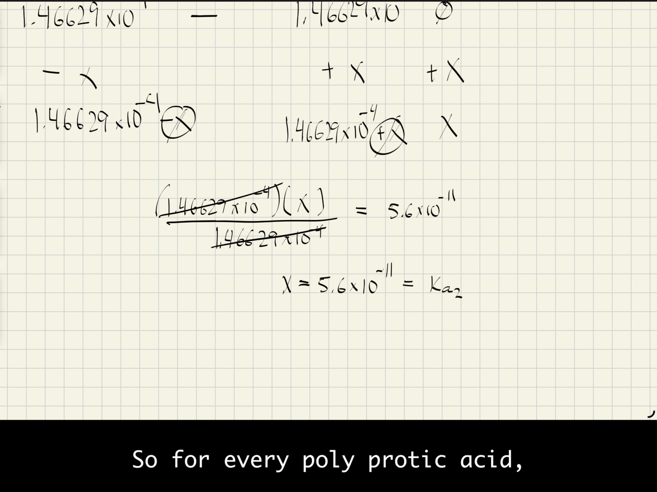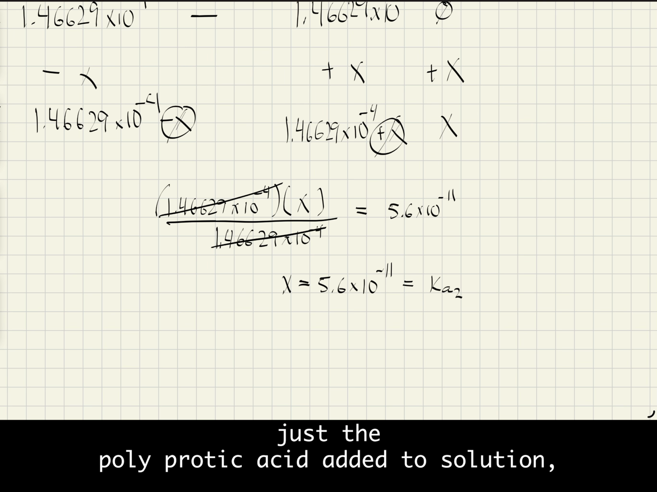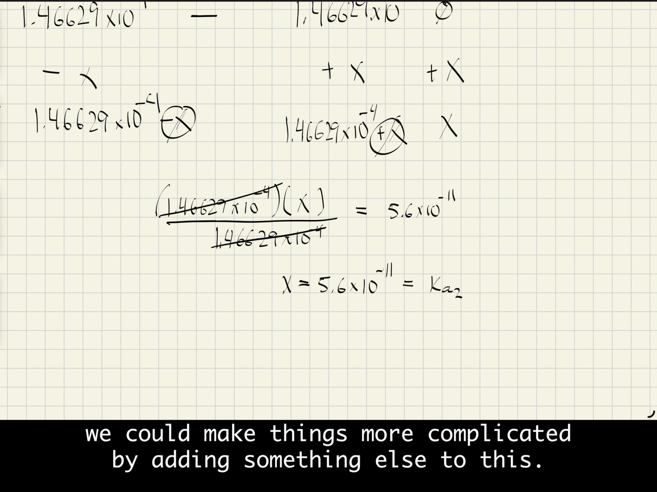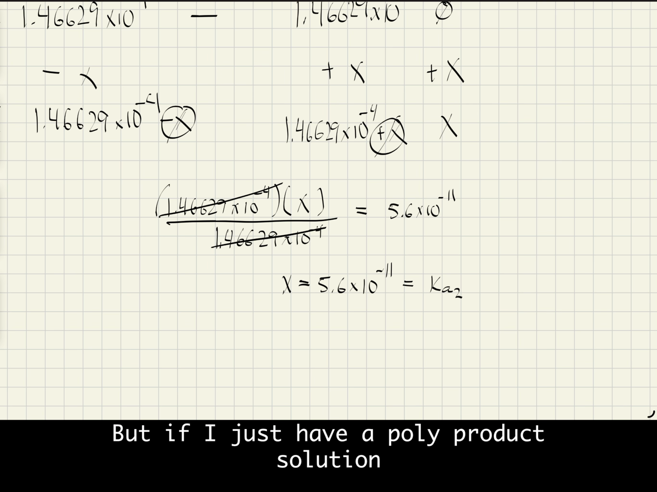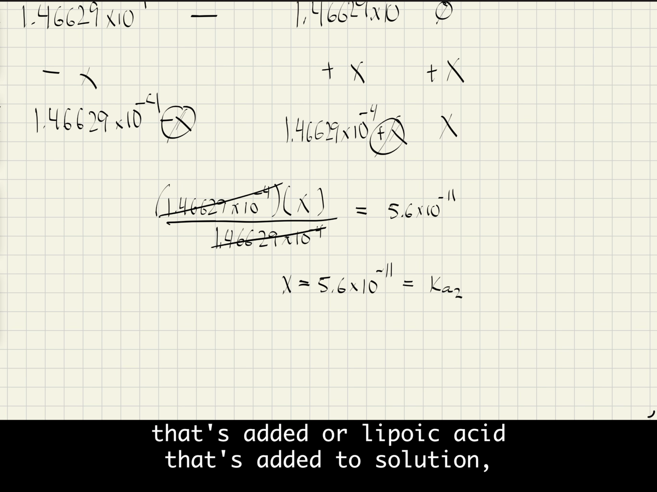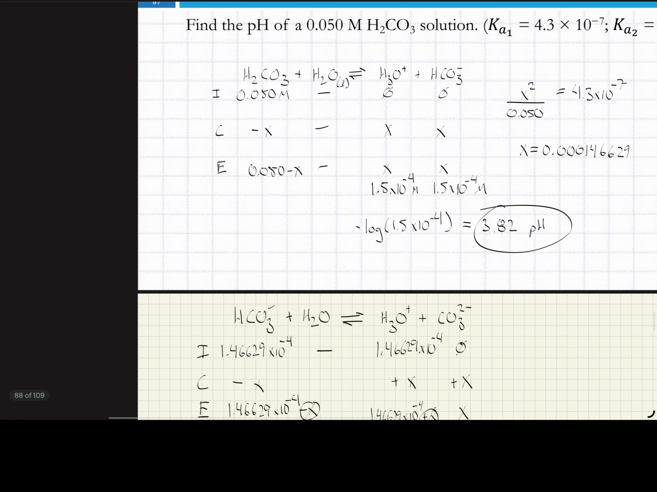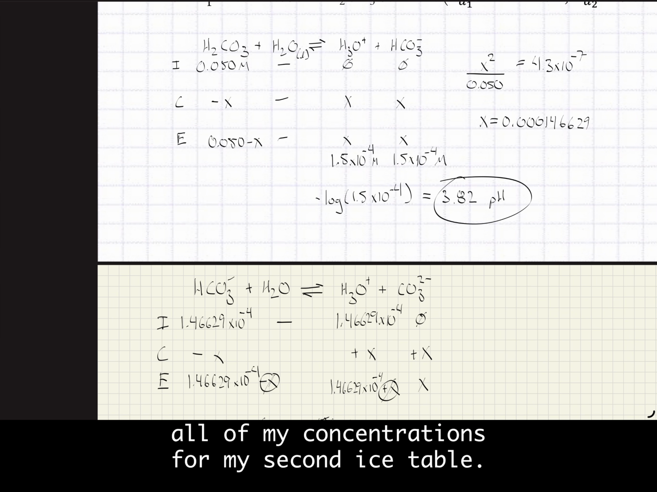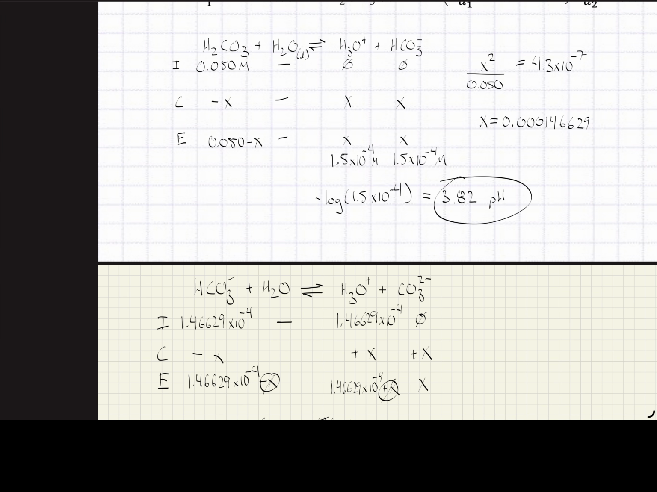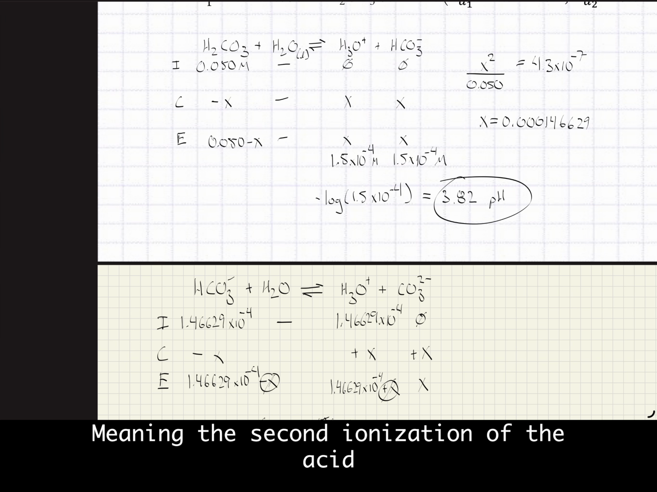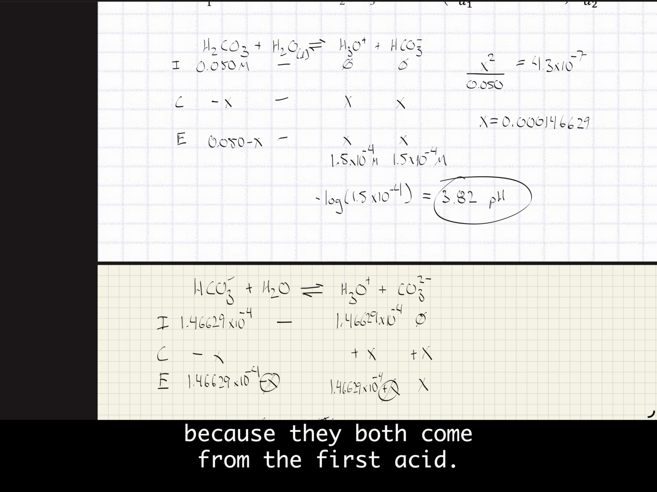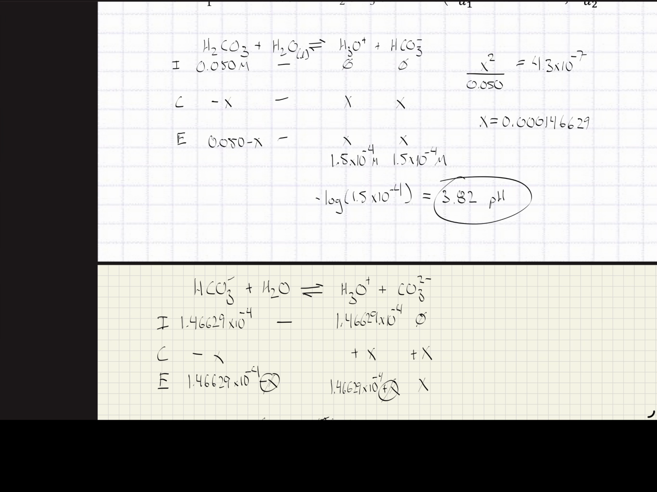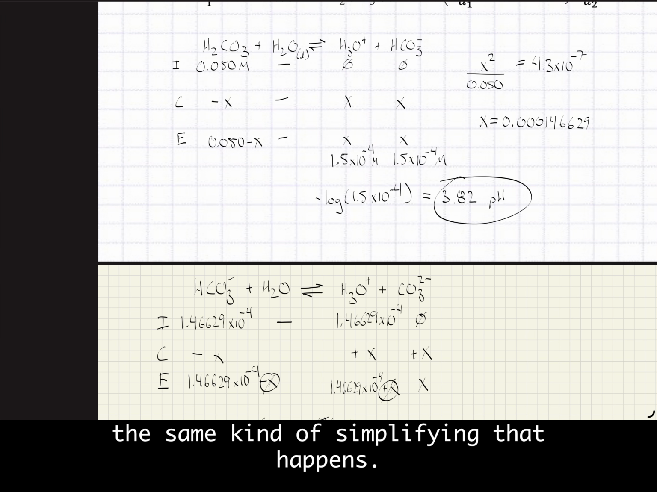So for every polyprotic acid, if it's just the polyprotic acid added to solution, we could make things more complicated by adding something else to this. But if I just have a polyprotic acid that's added to solution, all of my concentrations for my second ice table, meaning the second ionization of the acid, are always going to be the same because they both come from the first acid. Actually, it's the same kind of simplifying that happens.